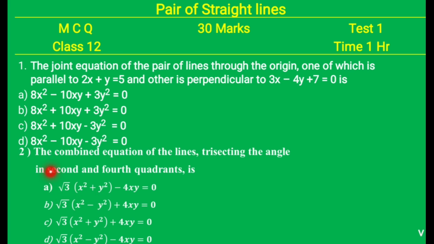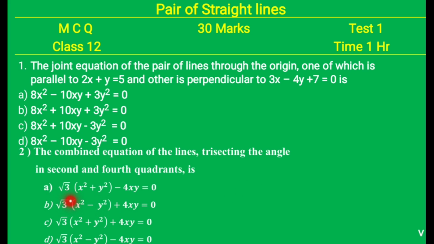Question second. The combined equation of the lines trisecting the angles in second and fourth quadrant is. So you have to find the combined equation of line which trisect the angle in second and fourth quadrant.